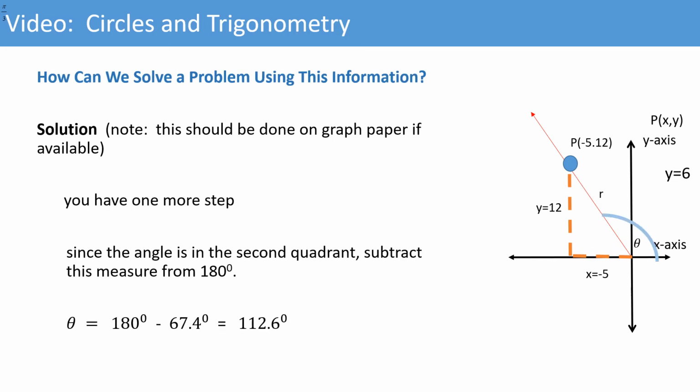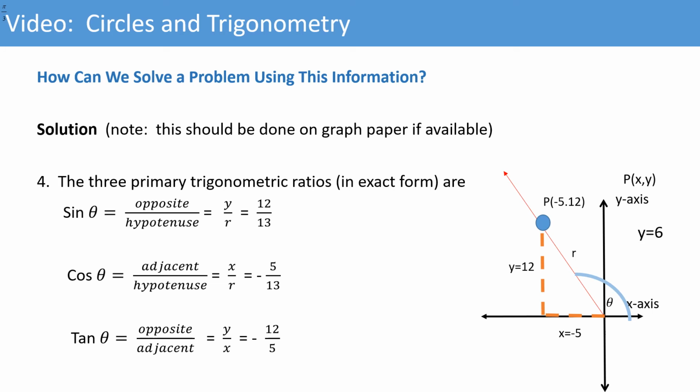You have one more step. Since the angle is in the second quadrant, you must subtract this measure from 180 degrees. So 180 degrees minus 67.4 will give you 112.6 degrees.